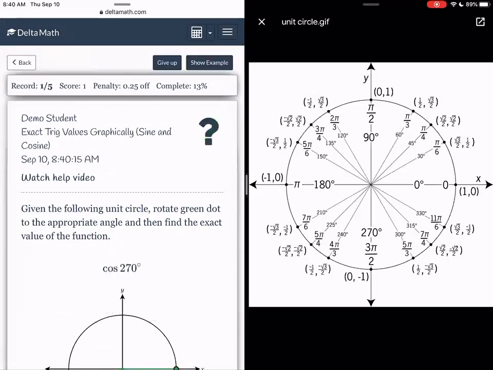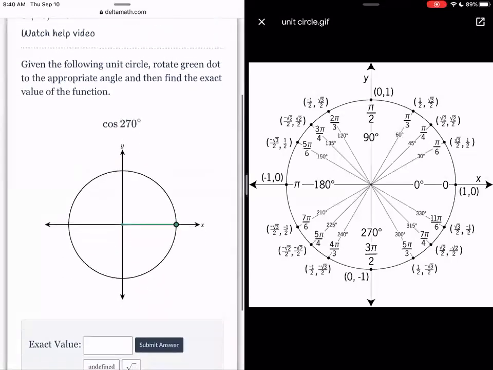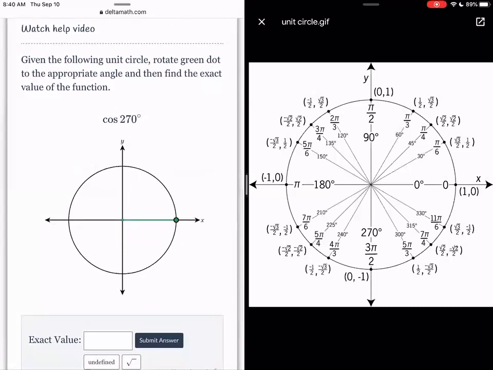I'm sure you guys are catching on now. So given the following unit circle, rotate the green dot to the appropriate value, find the exact value of the function. So 270 is this one. I don't know if you see it, but I dragged it all the way on the bottom here. So it's right there. Okay. So that's 270. You can find that on the unit circle as well. It's like, oh yeah, that's 270.